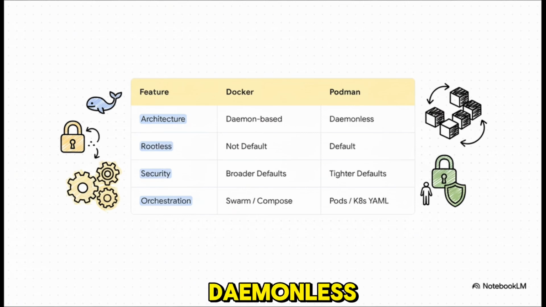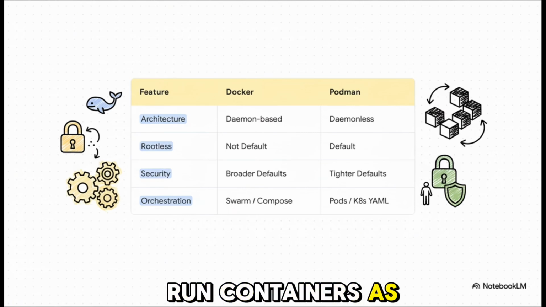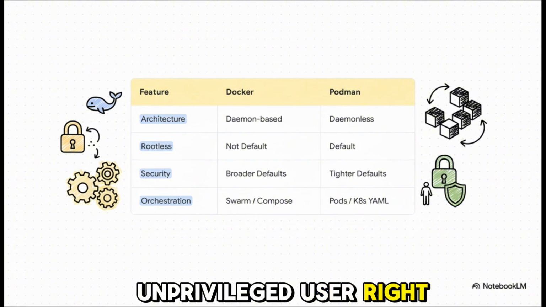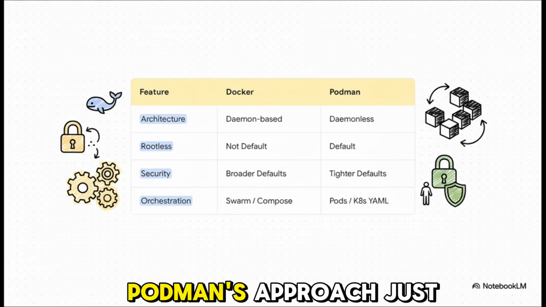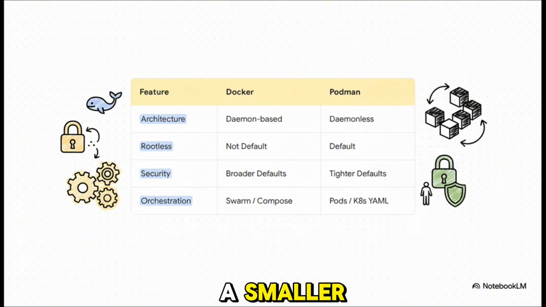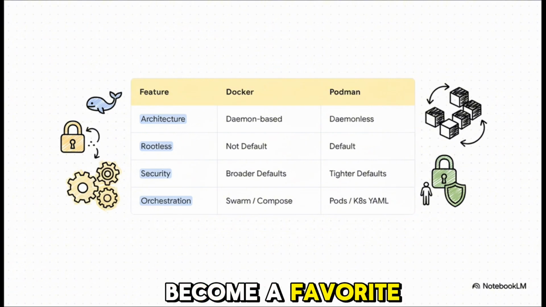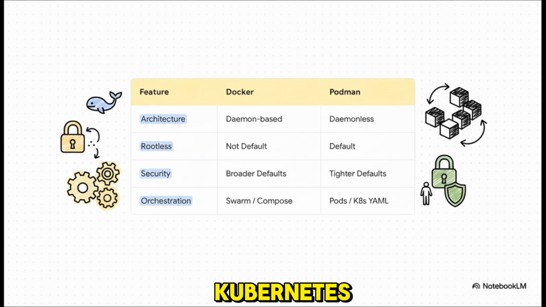Because Podman is daemonless, it's designed to run containers as a regular, unprivileged user right out of the box. We call this rootless mode, and it is a huge security win. Now, you can get Docker to do this, but it's not the default, and it can be tricky. Podman's approach just naturally gives it a smaller attack surface, which is why it's become a favorite in really secure environments and for anyone working deeply with Kubernetes.